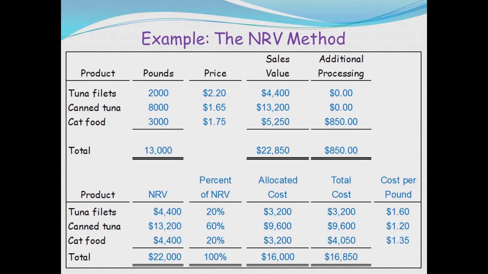So what you need to do is subtract this $850 additional processing from the end sales value to approximate your sales value at split off. This says that you would be net even. If you would have said at split off, the value was $4,400, which is $5,250 minus $850. If you could have sold those 3,000 pounds of cat food at that point to somebody else who could process it, you would have sold it for $4,400 or more and been fine.